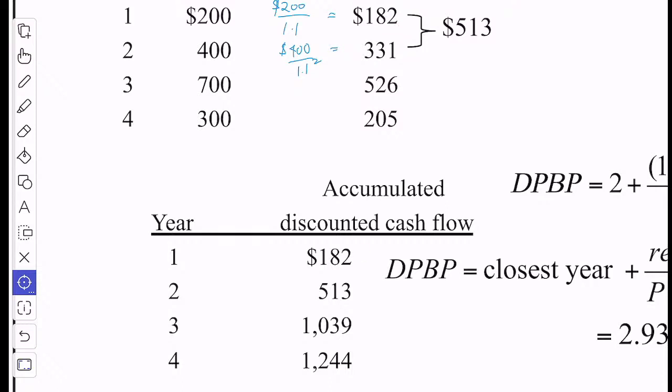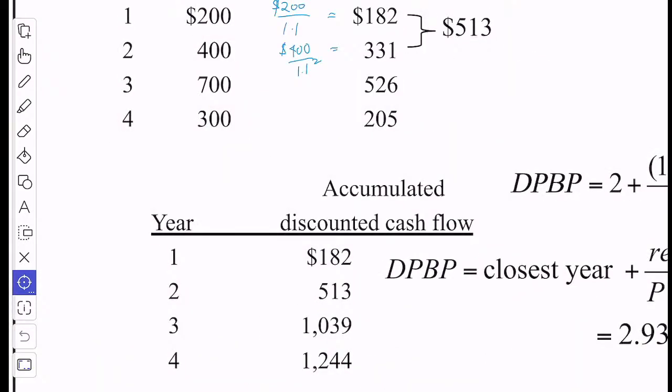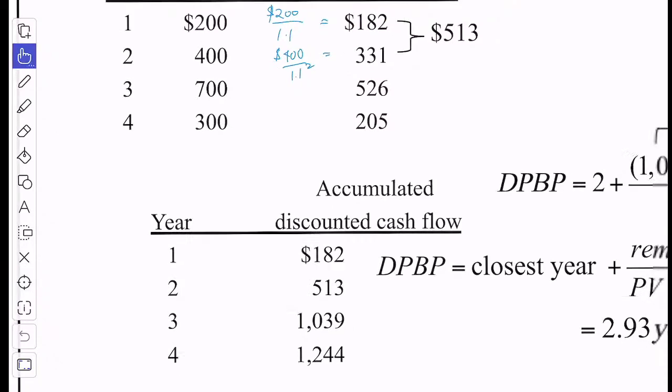In the second year, it will be a total of 513 by the end of the second year in present value dollars. By the end of the third, it will be this amount. So this is clearly much less than what we were dealing with before, right? That was 1,300. Now it's only 1,000, a little bit more. So same rule, but we're going to use these figures, the present value of the cash flow.